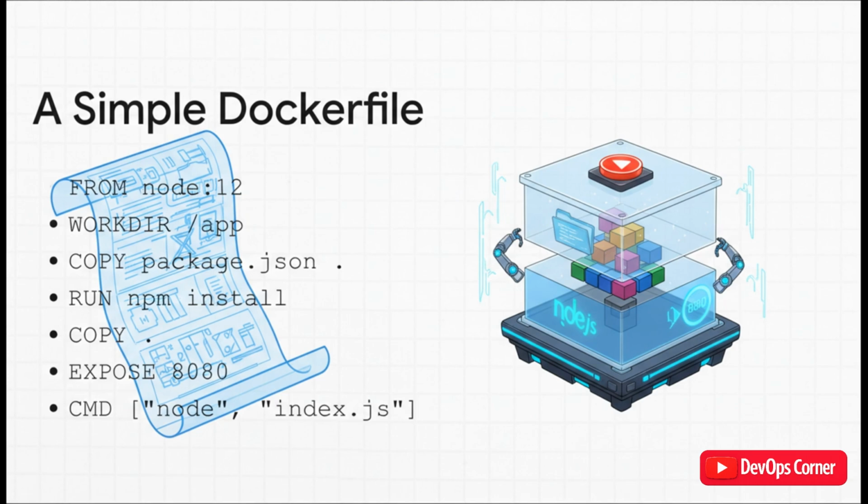And here's a pro tip. We do that before copying our main code. Why? It's a caching trick. Docker builds in layers, so it won't have to reinstall all your dependencies every time you just change a line of code. It's super efficient. Finally, we expose a port and set the CMD to start the app.